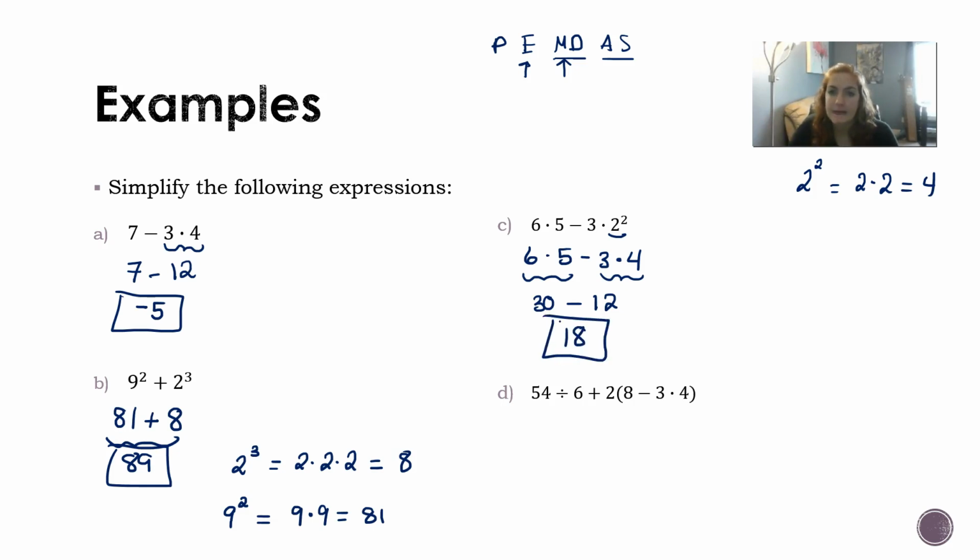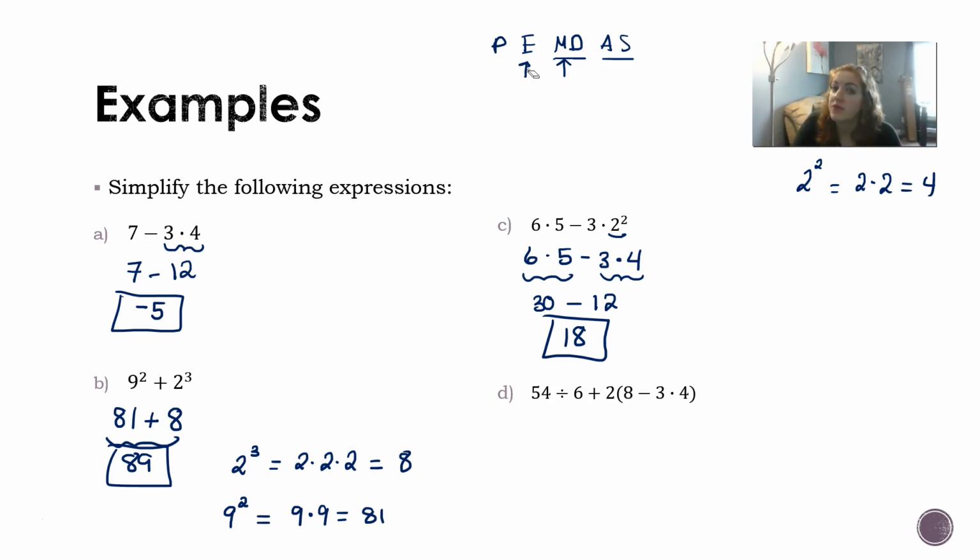And you are done with the problem because we've rid the problem of any operations. There's no other way to simplify this. It's done. It's one number. Boom. Moving on to the next one. So 54 divided by 6 plus 2 times parentheses 8 minus 3 times 4. Okay.